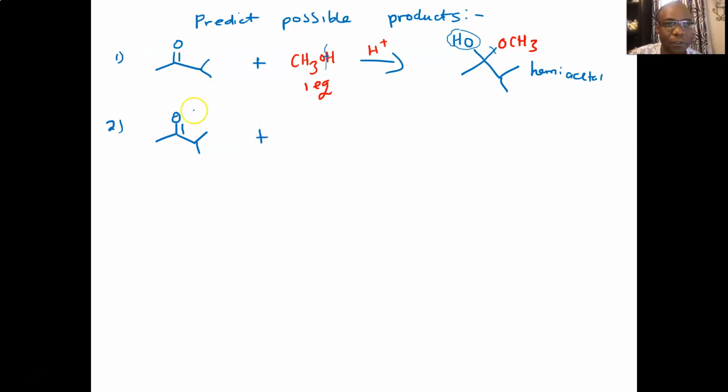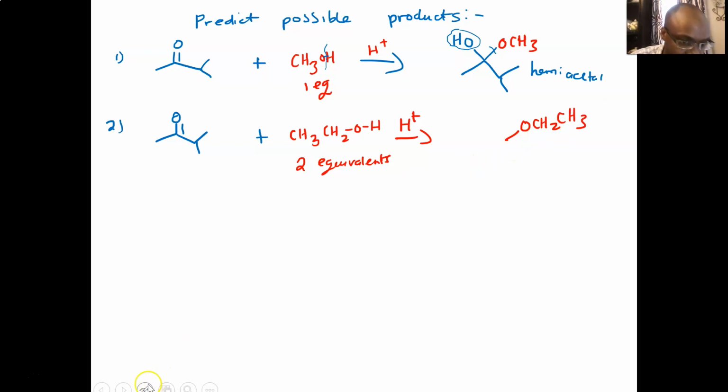Now, what if I give you the same carbonyl compound? It could be any carbonyl compound, a ketone or aldehyde. This time, I'm giving you two equivalents of an alcohol. Okay? Two equivalents of an alcohol. We always want it to be acid catalyzed. So, two equivalents. So, the reaction will go through the hemiacetal, alright? But it will not stop there.